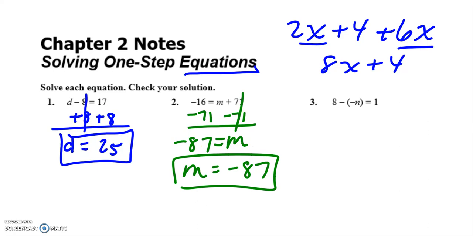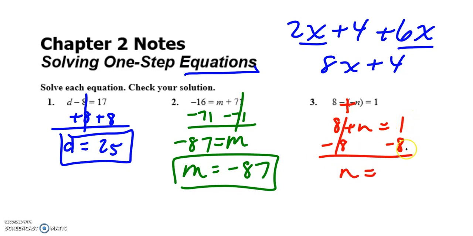The lovely third example. I don't know about you, but I'm staring at this double negative and saying, good Lord, that must be changed. So I'm going to make that into a big old plus, make it 8 plus n equals 1. And then just like the previous problem, my goal is to get n isolated, and I see addition. The inverse is subtraction, so I'm going to subtract 8 from both sides and get n equals 1 minus 8, or negative 7. Moving onward.